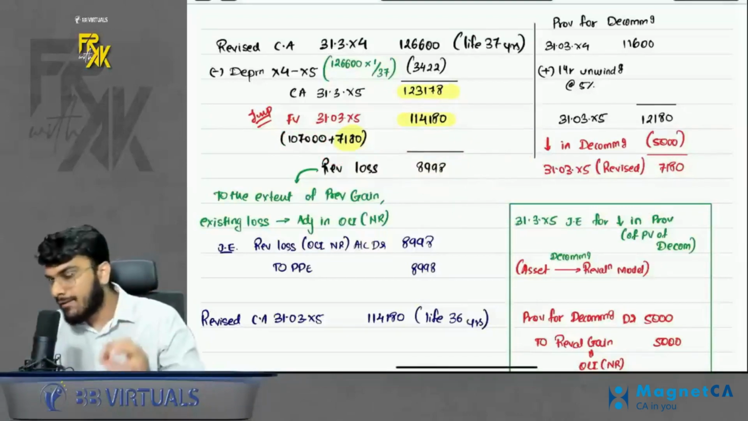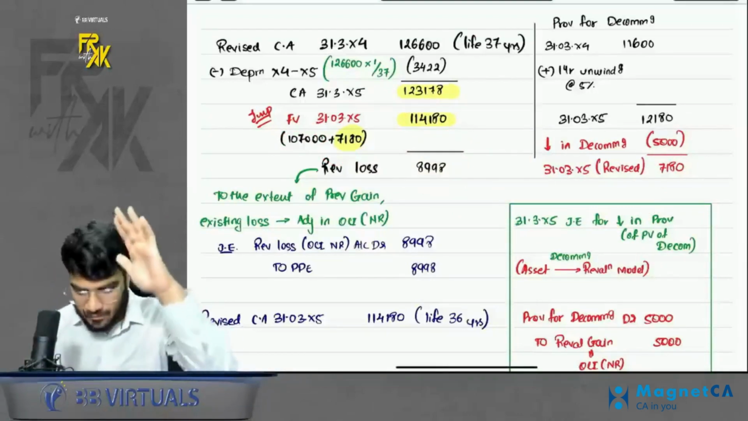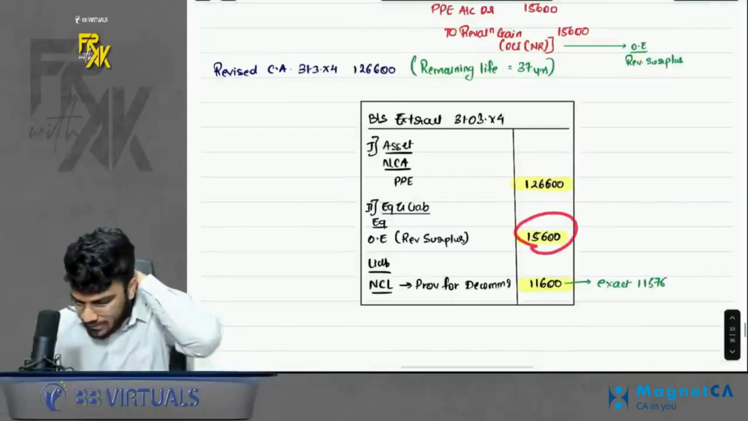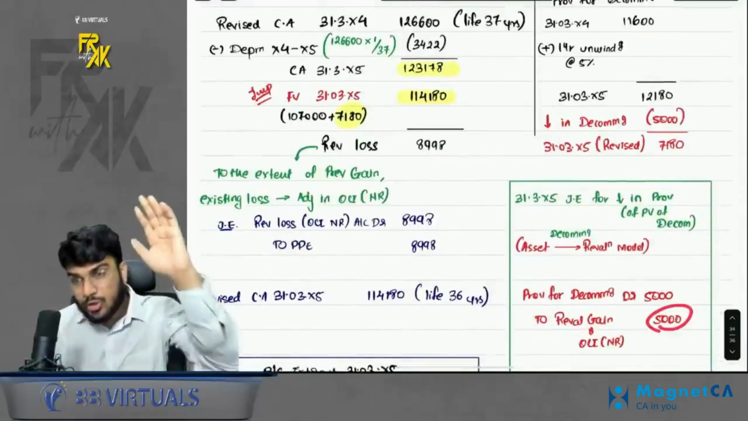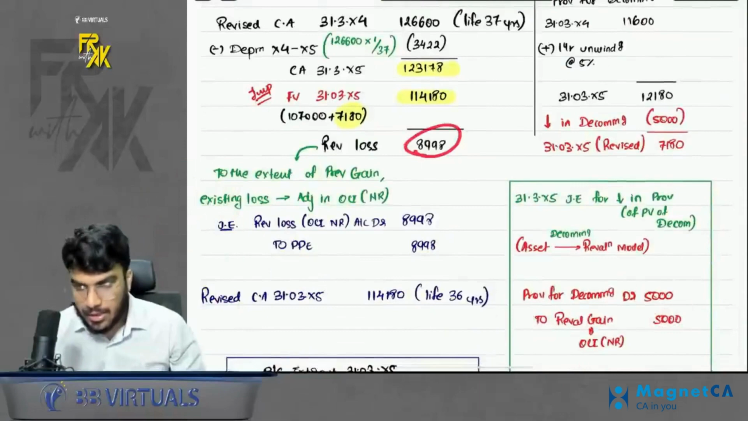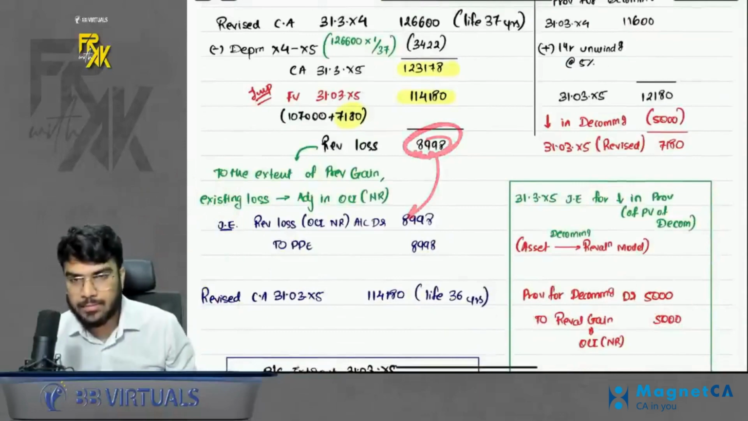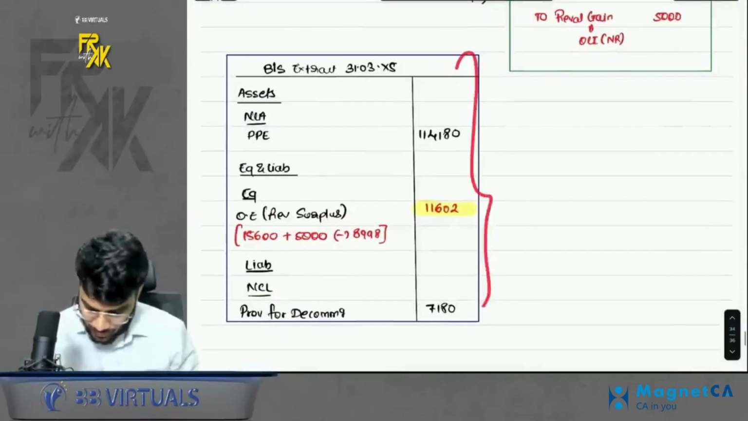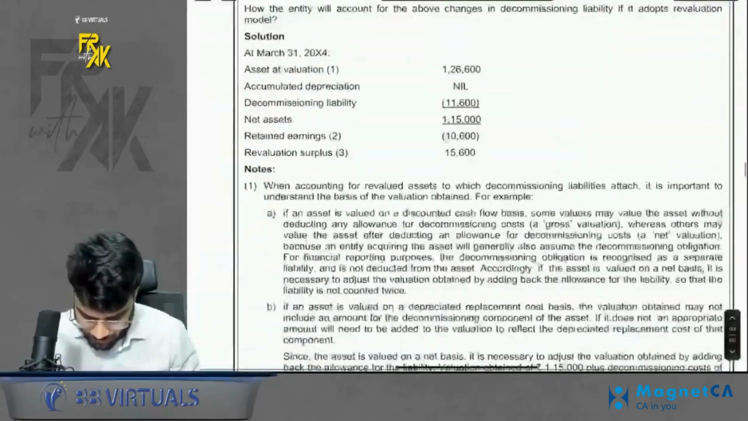Because the asset is at revaluation model, you will have to check what did you have previously. So previously I have a gain of 15,600 and also a gain of 5,000. So I have enough gain to adjust this loss. So this whole loss will be adjusted against OCI. Done. I gave the extract, done and dusted. Okay, this was my illustration number 19.